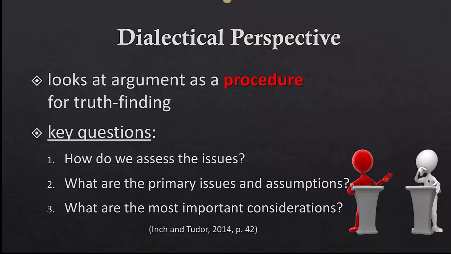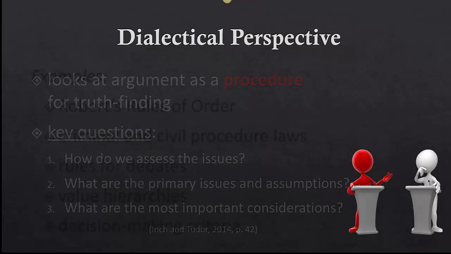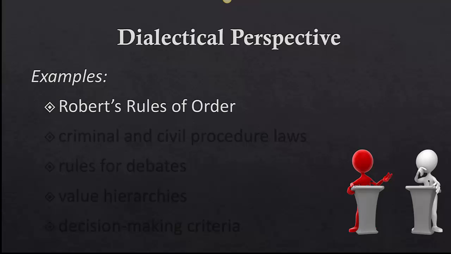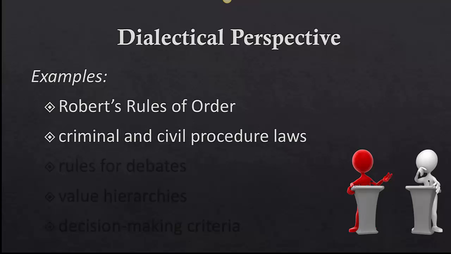And finally, what are the most important considerations? If we're going to make a decision, are there standards or criteria or certain values that are more important than others? So, for instance, think about these kinds of examples that illustrate dimensions of the dialectical perspective. Robert's Rules of Order that regulates how meetings are conducted. Criminal and civil procedure laws that dictate how lawyers can communicate in the courtroom and how judges and juries can make decisions. Rules for debates that regulate how long each speaker gets to speak and how long they get to respond to somebody who attacks them.